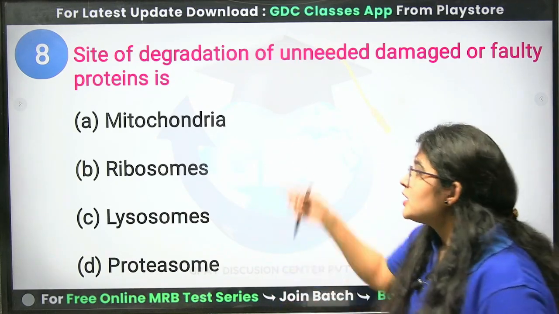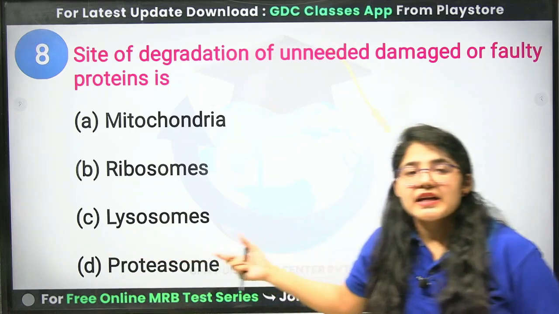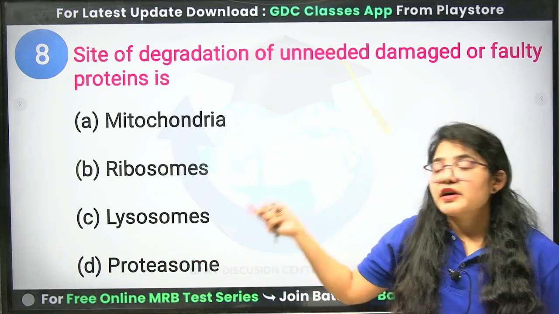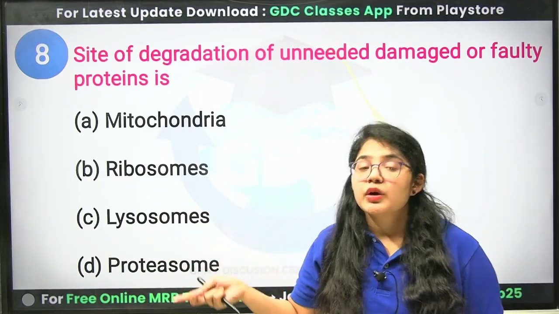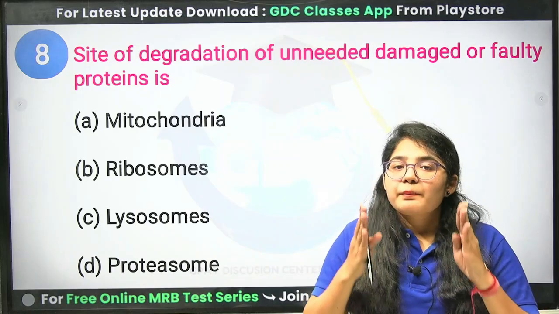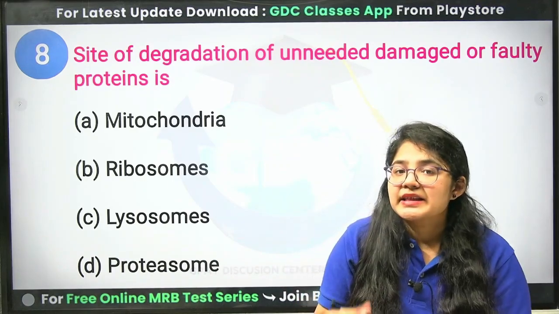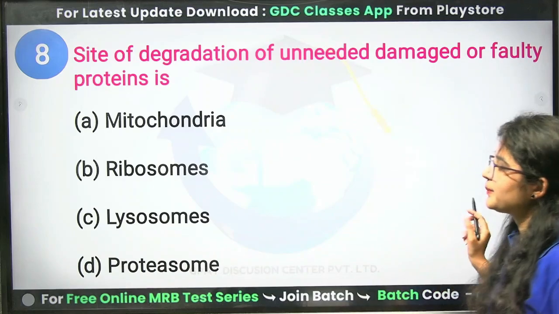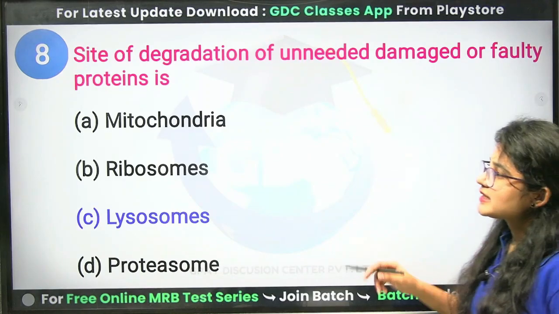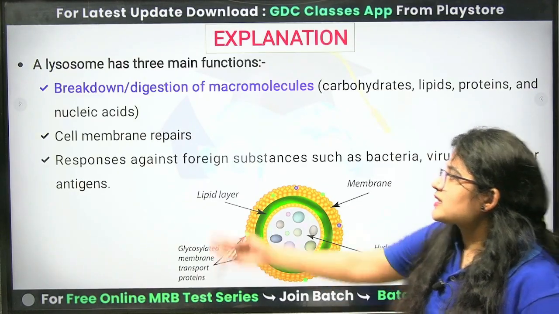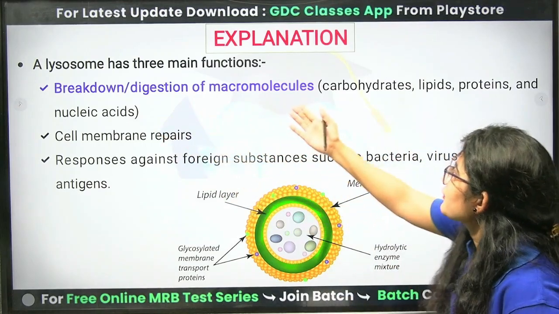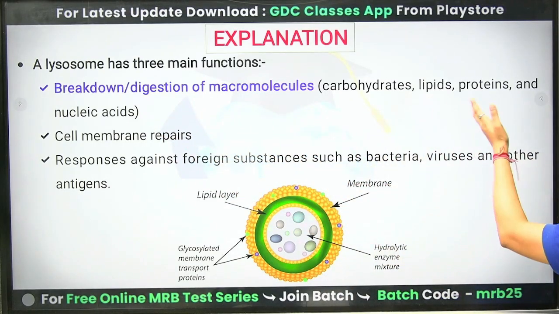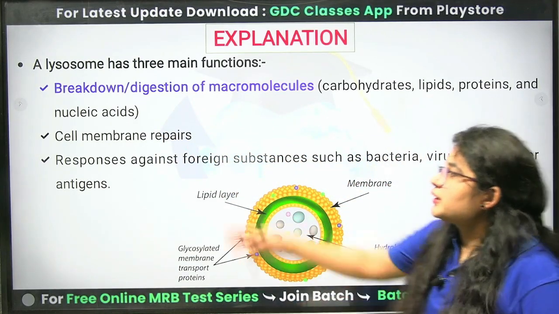So, lysosomes are known as the suicidal bags of cells. The function of lysosome is to destroy its own cell materials. That's why it is known as the suicidal bag of your cell. Clear? Correct answer is lysosomes, because its function is the digestion of macromolecules like carbohydrate, lipid, protein and nucleic acid.